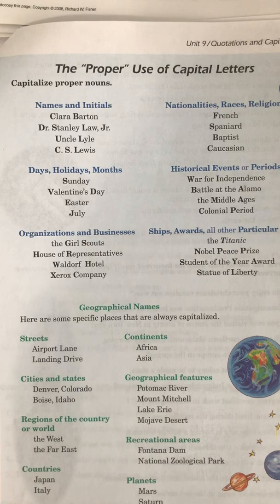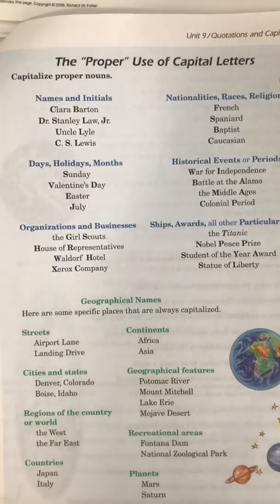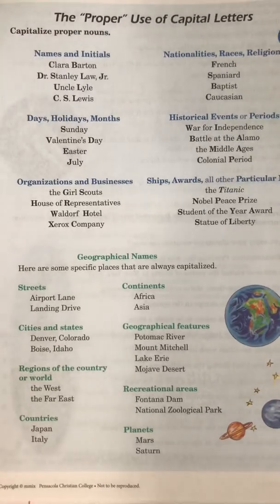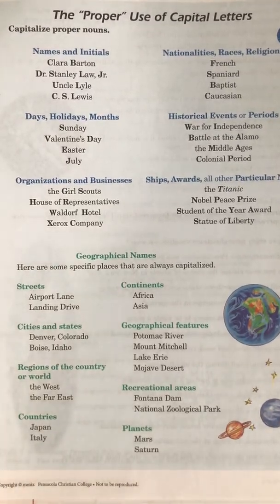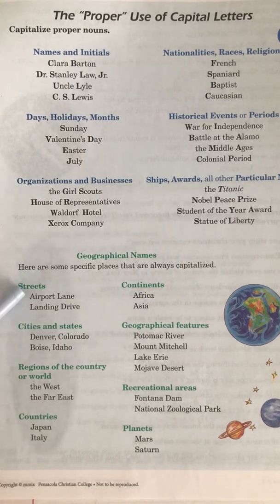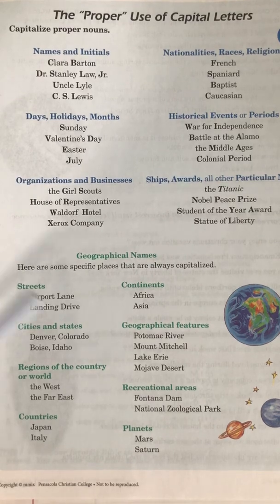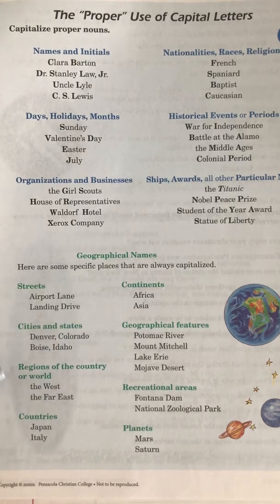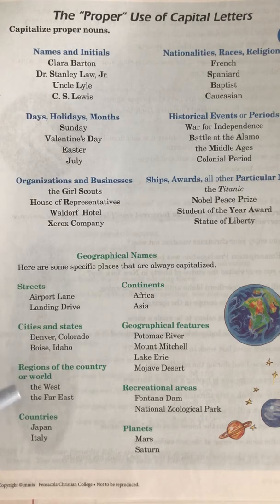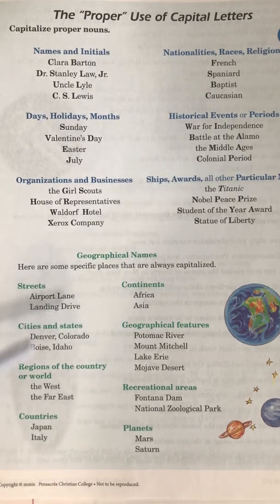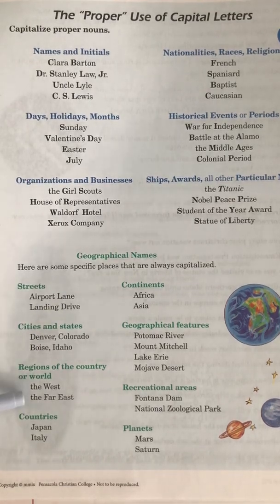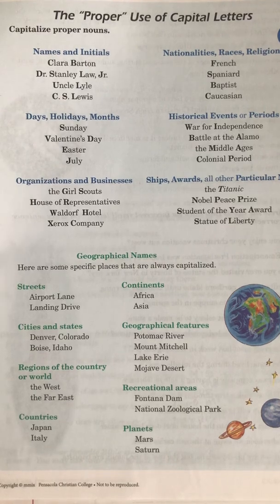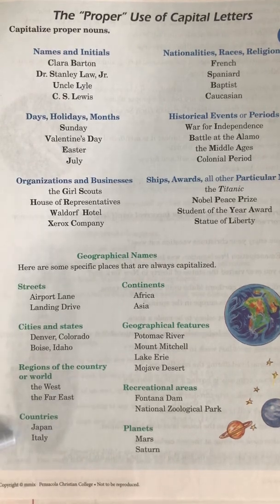So, also, there are specific places that are always capitalized, and there are geographical names. Around our globe, these are the places that are always capitalized. We have streets, so the names of streets, which would count as a proper noun. Continents, cities and states, geographical features, regions of the country. So if we're talking about the West or the East, or in this case, the Far East, when we talk about it in that way, like, oh, they are from the West, West actually becomes capitalized in that context. We have recreational areas, countries, and then our planets.